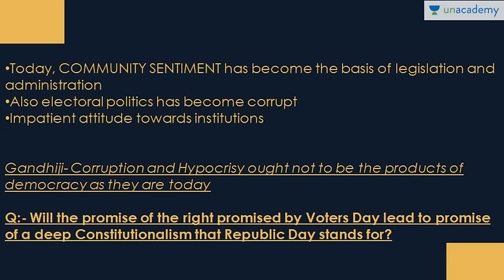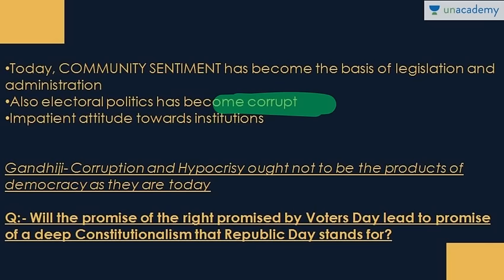Next we have the fact that what happens today is that community sentiment is harnessed. So community sentiment is used to actually make laws and do administration. For example, you can think of the fact that people come to streets and ask for quotas, and then law is made for quotas. So this is how community sentiment is tapped. So overall electoral politics itself is very corrupt.